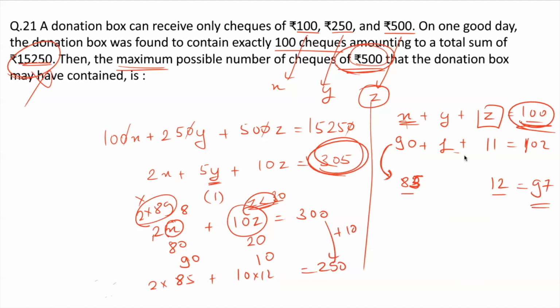So we take the value of y as not 1, but 3. And that's how we get the sum of x, y, and z completely as 100, and the total amount is also 305. So the maximum value that z can take is 12, and this is the answer to your question. The maximum possible number of checks of 500 rupees is nothing but the maximum value I've taken for z.